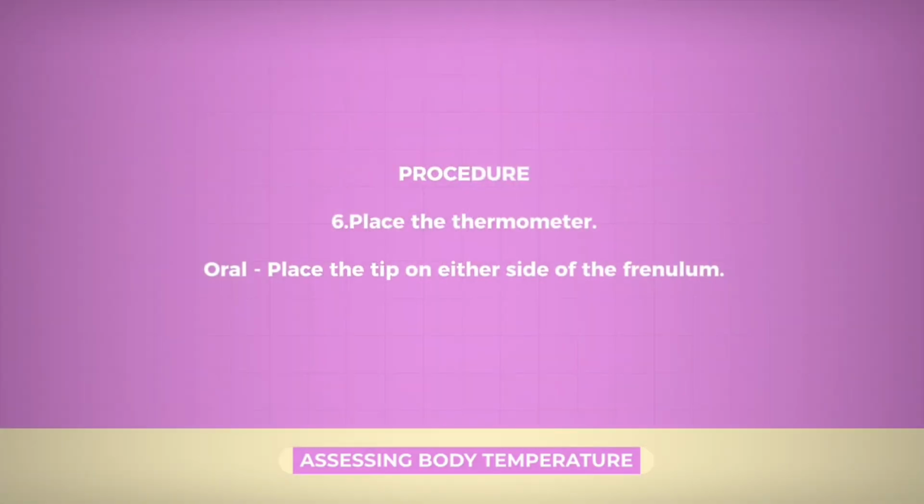Place the thermometer. For oral, place the tip on either side of the frenulum. This area contains blood vessels that provide an accurate reflection of core body temperature.